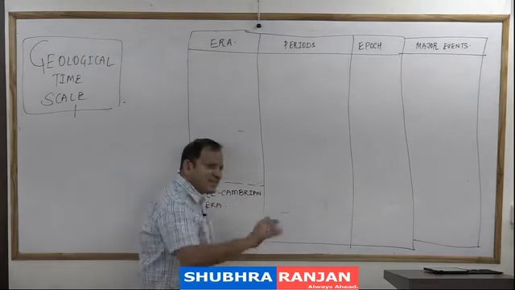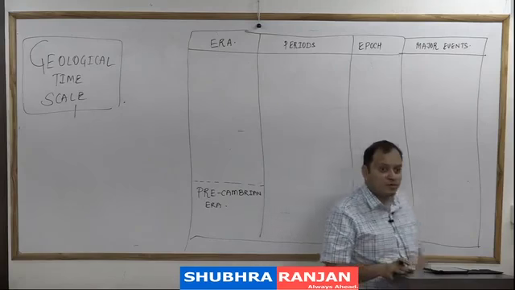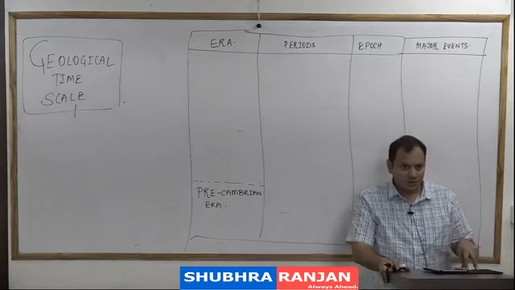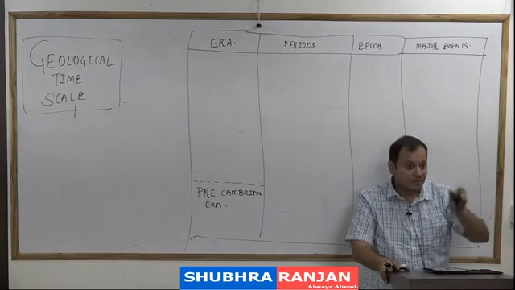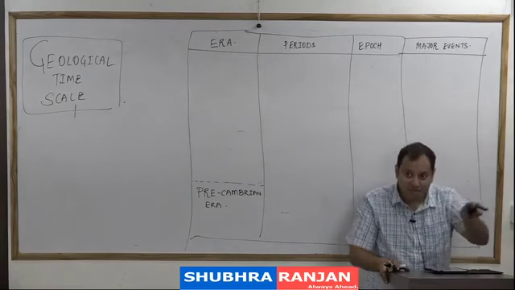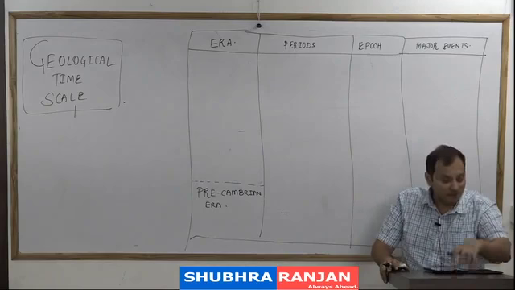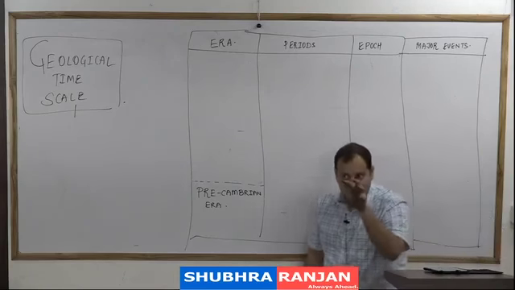Precambrian era, 600 million years before the origin of human beings, or from today, 600 million years from today. That is what is known as the Precambrian era. Minimum 600 millions. ये जा सकता है 4.5 billion years तक भी, because that is the age of the earth.